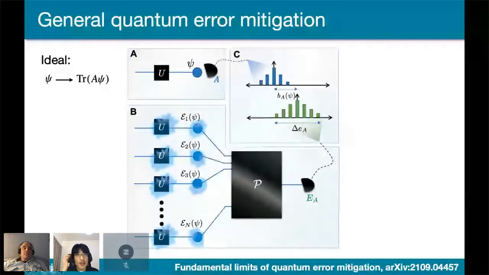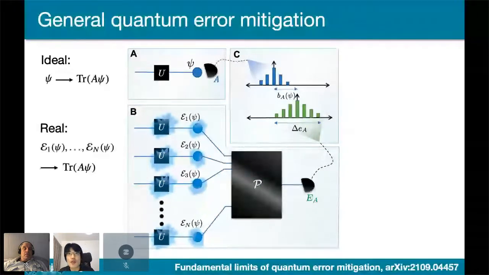However, we have noise, so this is a problem. If we have noise, what we can do in general is that we collect a number of copies of such noisy states. Then we apply some operations on them so that we can extract some information, which is this trace of A psi, the expectation value, by applying such a quantum process and also classical post-processing operations.